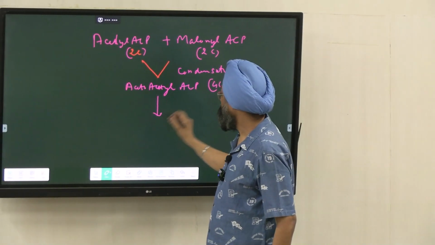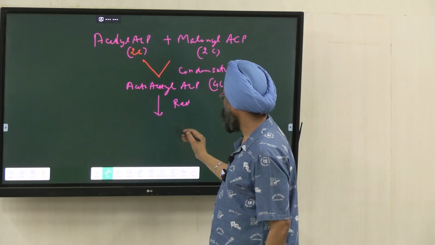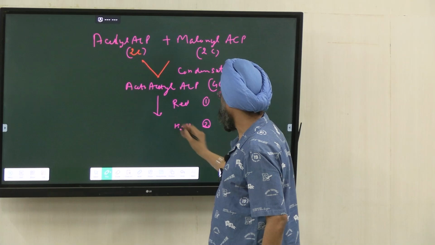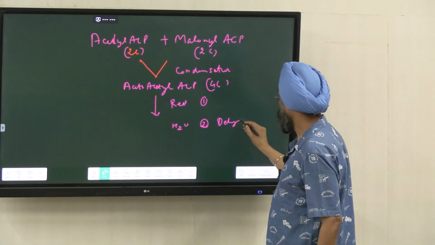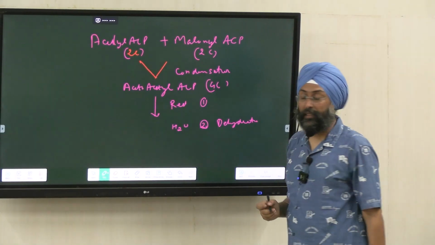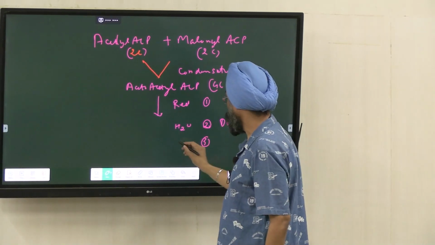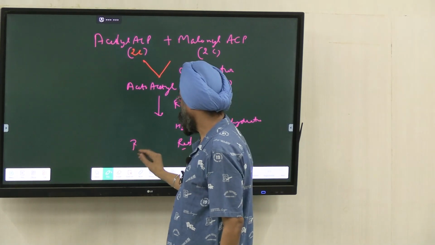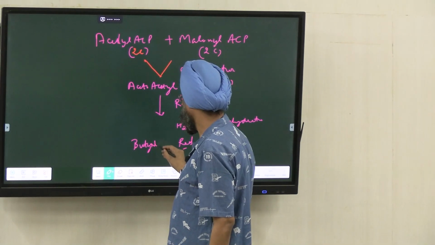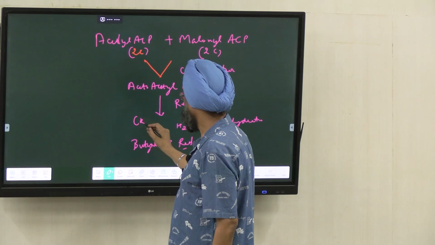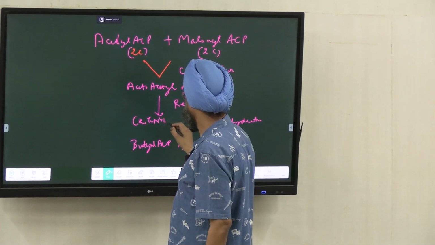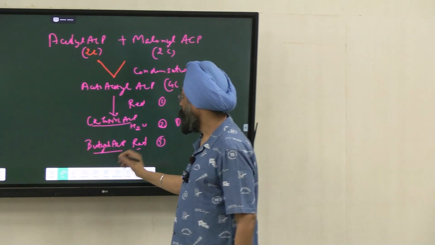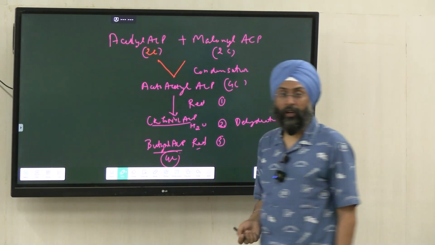Then the first reaction is reduction. Then the second reaction is where we are removing water, that is dehydration reaction, right? Then in the third step again reduction. What will we get after reduction? Butyryl ACP from crotonyl ACP, right? That is butyryl. Butyryl contains 4 carbons, right?